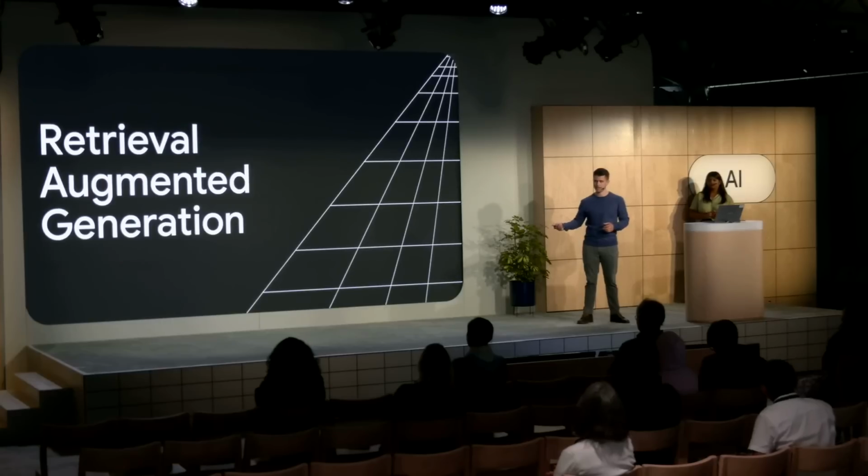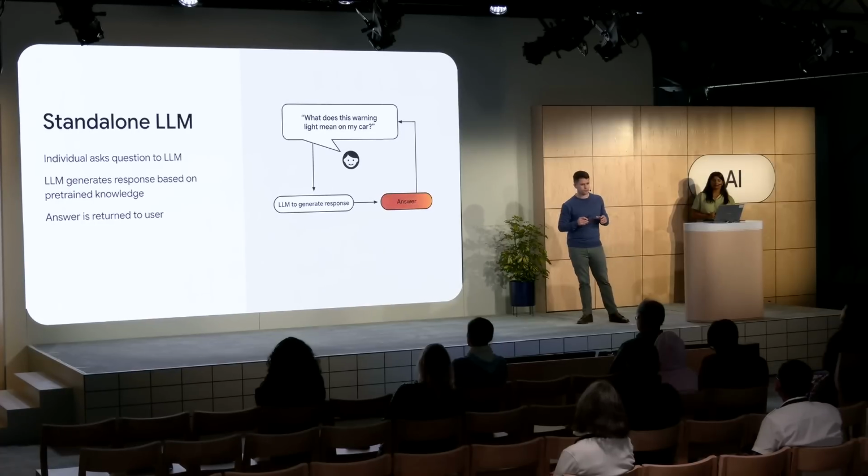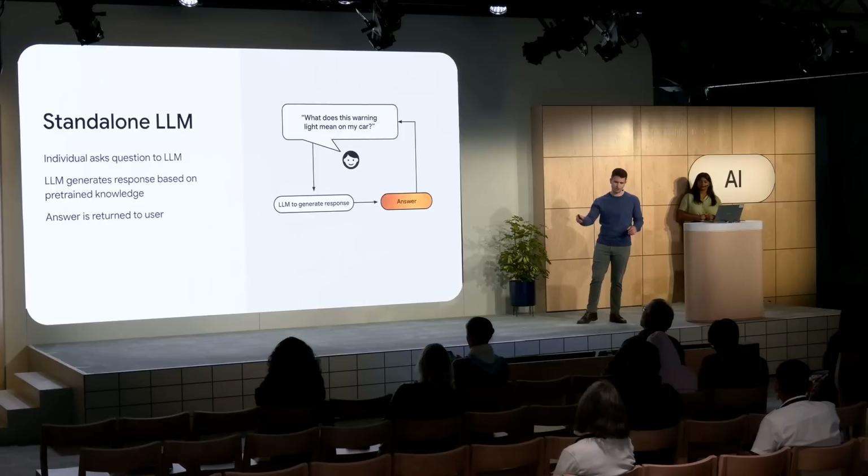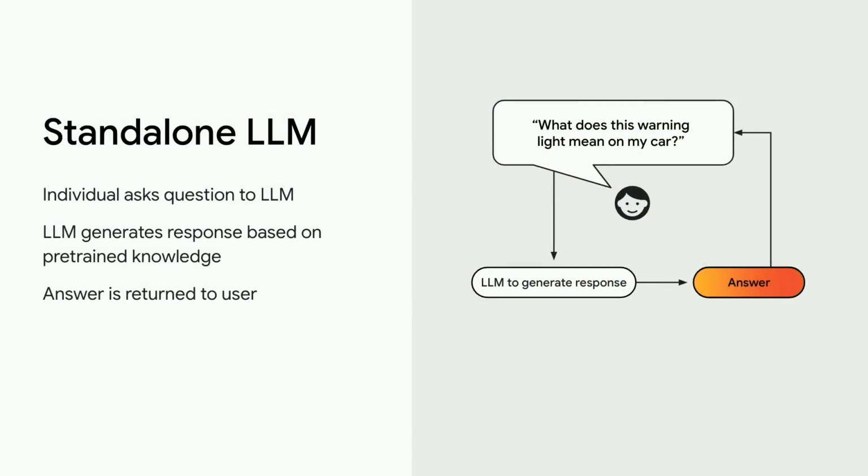So let's put all of this together. And let's return back to that first example that we gave where we asked a large language model about the picture of my car. We asked, what does the light on my car mean? An LLM generated a response for us, and then it gave us an answer. Naive LLMs, as impressive as they are, have limitations. Their knowledge is frozen in time, and they can't incorporate new information without some sort of retraining.